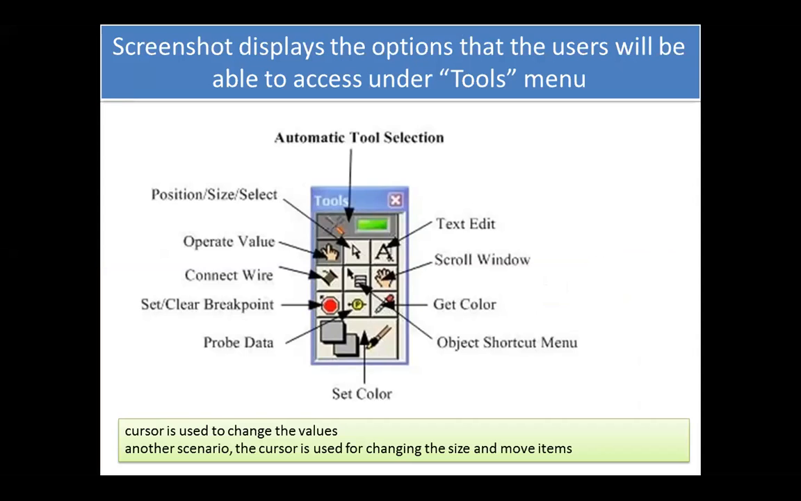What you see in this diagram is that the user will have access to the menus. This is the menu. Just hover your mouse on top of this. If you are using the program, then it will come out, but here everything is written: automatic tool selection, position, the size selection. This is the operator value, the wires, the set and clear breakpoints, the probe data. Then you have the object shortcut menu. You get the colors, which you can change, the scroll window, and the edit box where you want to write something. The cursor is used to change the values. In another scenario, the cursor is used for changing the size and moving the objects.